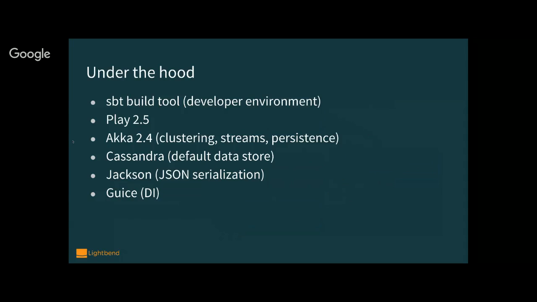The other thing you get is SBT as the build tool. So you have this environment in which you can set up your application, and it's honed towards providing this developer experience. Cassandra is the default store for data storage. It's a very popular NoSQL database, and is pretty good at scaling. And Jackson for serialization, and Guice for dependency injection. So those are some of the technologies you get out of the box under the hood in Lagom.